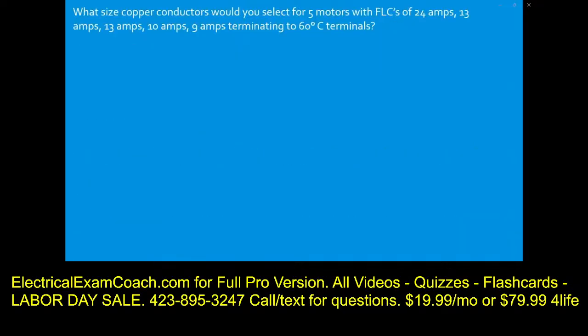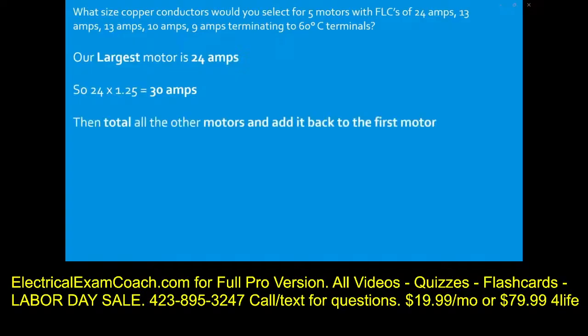All right, so the first thing that we do is we have to select our largest motor. And in this case, it's the 24 amp motor. So we take the largest motor and we multiply it by 125%. That gives us 30 amps. Now all we have to do is total the sum of all the other motors and then add it back to the first motor. So we take the rest of the motors and get that total.